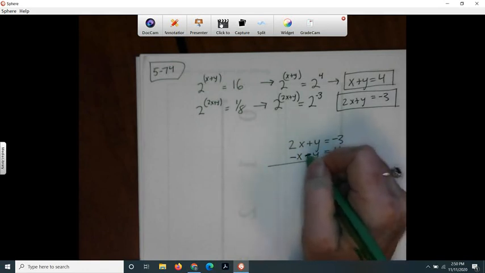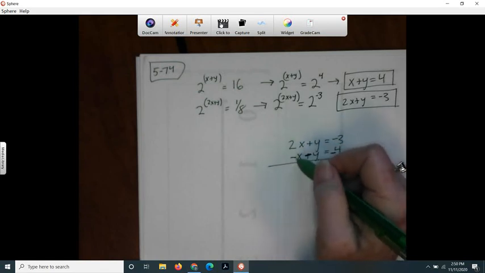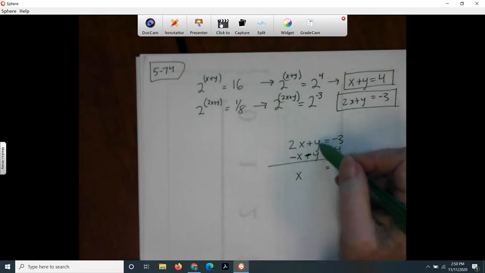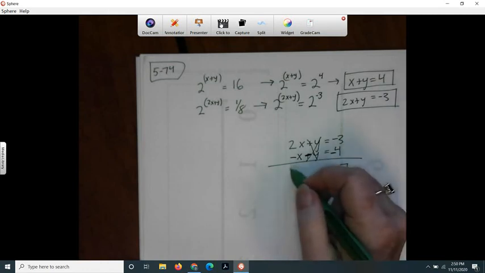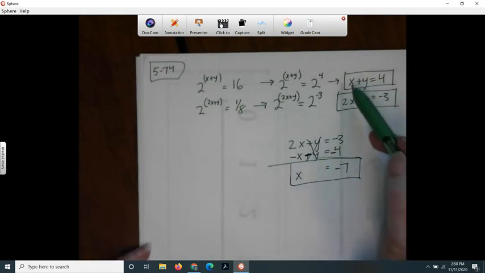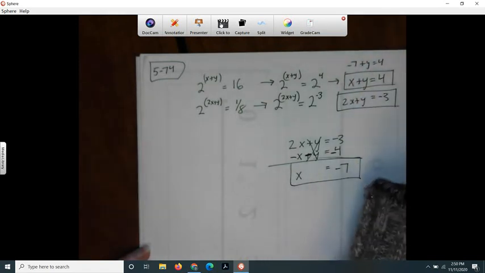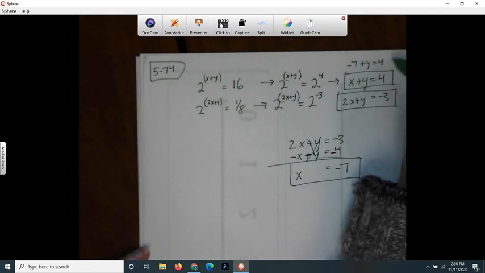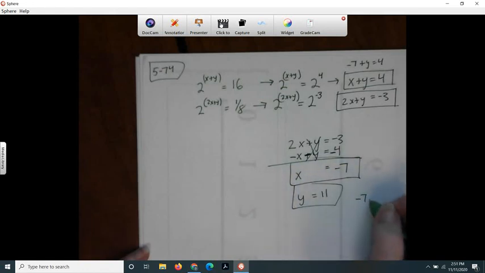So now that's a -y, and that's a -4. So when I add them together, 2x minus x just gives me x, and y minus y gives me nothing. I eliminated the y. -3 plus -4 gives me -7. So x is -7, and then I want to just plug it back in. I'll just plug it in right here. So I have -7 plus y equals 4. So if I add 7 to both sides, I'll get y equals 11. And then I can just write it like -7, 11. That is the answer right there.